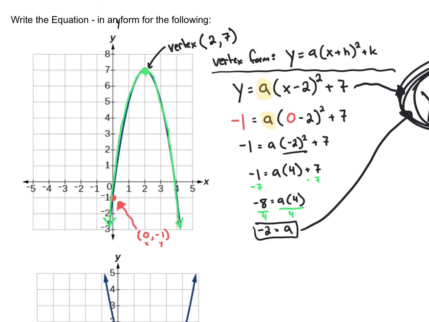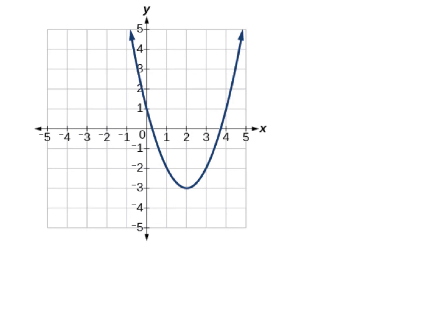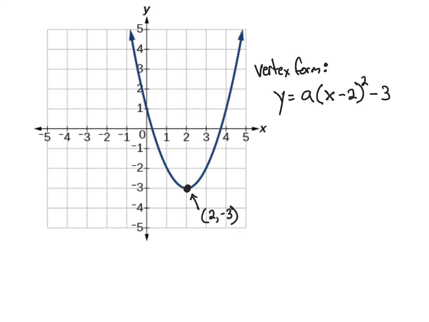Let's try this one. I want the equation of this. I'm going to do it again in vertex form, right? Because vertex form is probably the easiest for all of these if you can see the vertex real nice and cleanly. Like the vertex on this one is at (2, -3). So vertex form is going to look like this. y equals a(x minus 2) squared minus 3. What's the problem right now? I need to know the a value.